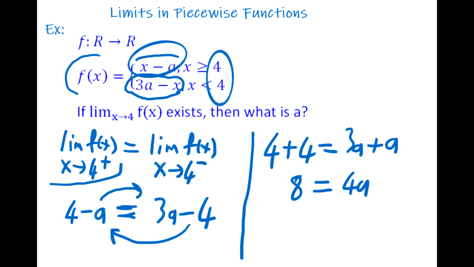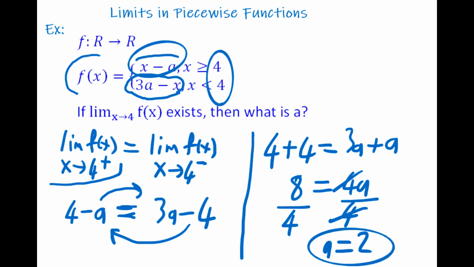To leave a alone, we divide both sides by 4, which is the number that is in front of a. And once you do it, we're going to have a as 2, guys. So if a is 2, then at the point 4, the limit of f of x exists. So this is basically the strategy that you can apply in piecewise functions to find the limit.